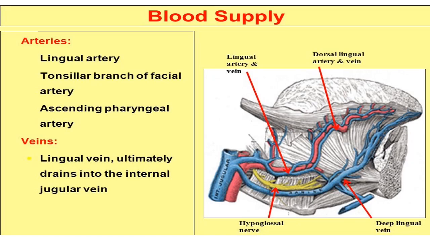Now we will see the blood supply. First one is the arterial supply. First one is the lingual artery, then the tonsillar branch of the facial artery, and the ascending pharyngeal artery. Then venous drainage, that is the lingual vein, which ultimately drains into the internal jugular vein.